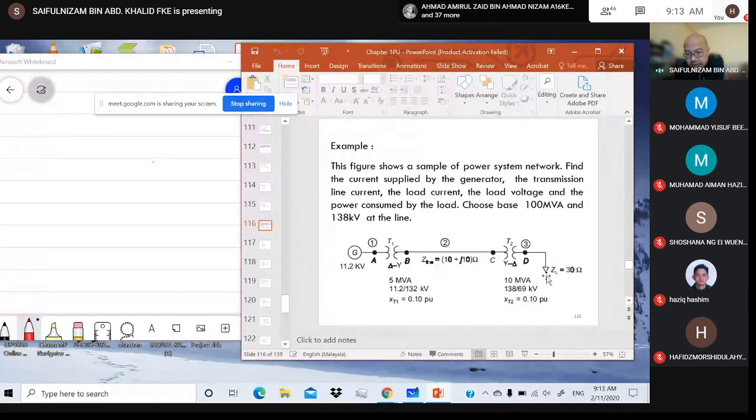And then the load, Z load, only consists of the real part. You see here 30 ohm. There's no imaginary part, so only the real part, 30 ohm. So it is a passive load. So to find the Z base, before finding the Z base, we have to know what is the base voltage for each section. So for this case, we have 3 sections or 3 zones. Any question regarding the question?